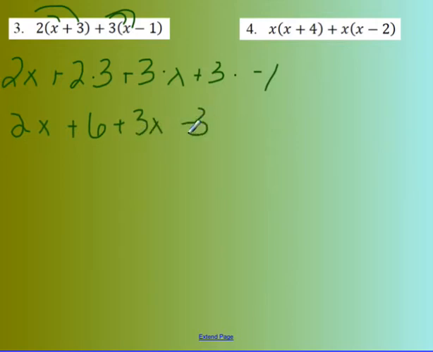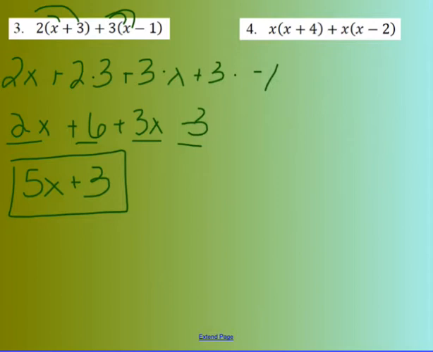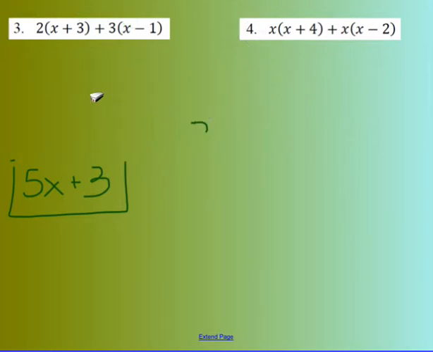Well, now I need to combine like terms. So I'm going to take 2x plus 3x, that's going to give me 5x. 6 minus 3 is going to give me a positive 3. So 5x plus 3 is the final answer. Okay? Alright, next, let's take a look at this next one.